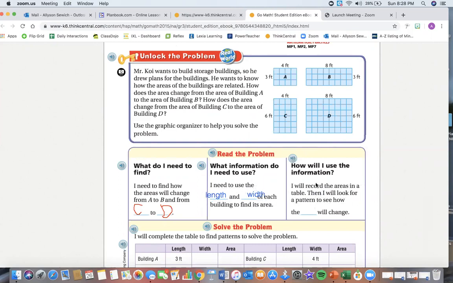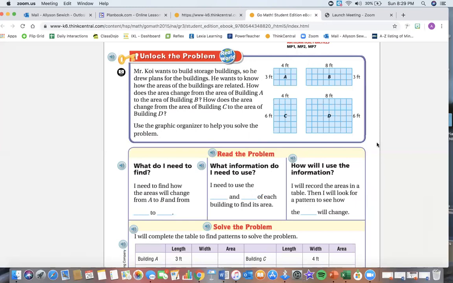All right. How will I use the information? I will record the areas in a table. Then I will look for a pattern to see how the blank is going to change. So what are we looking for? What are we comparing? We are comparing the area. So we're seeing how the area is going to change. All right, I'll give you a second to write that down, and then I'll erase it so I can move forward. I wish there was a way I could move the width, but just try your best with spelling. Okay.